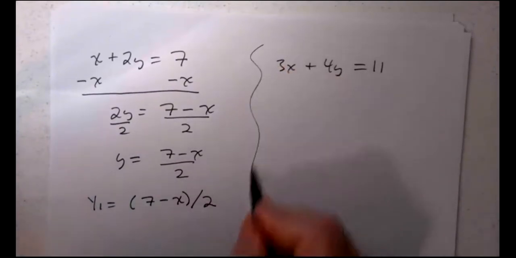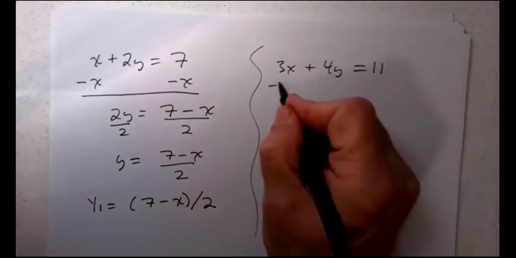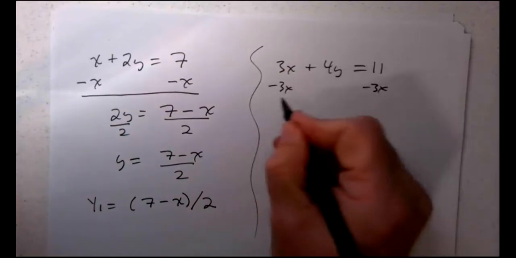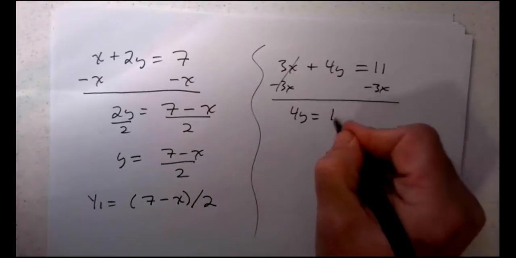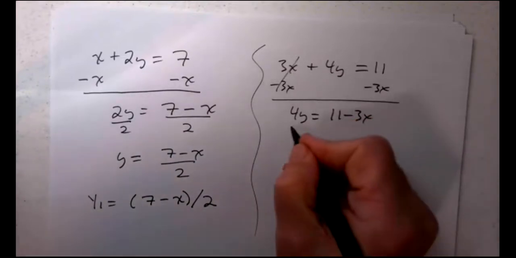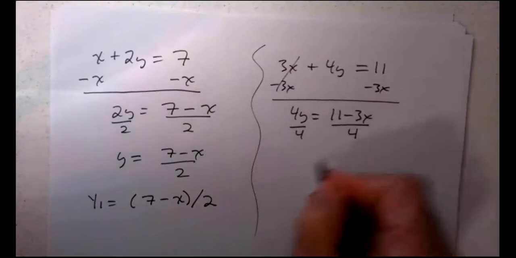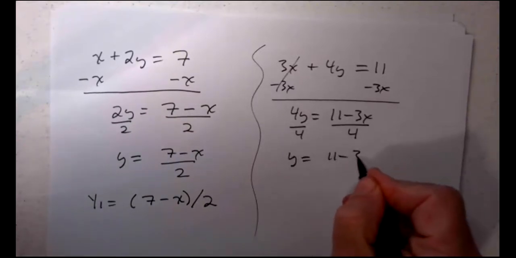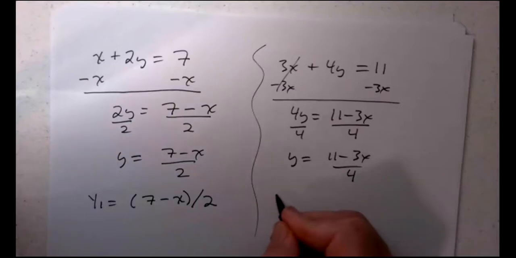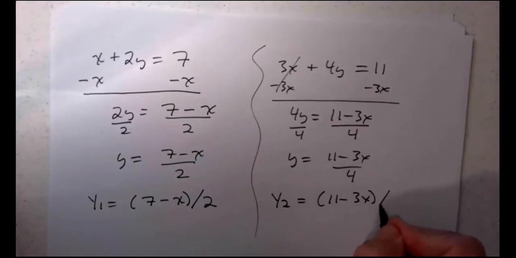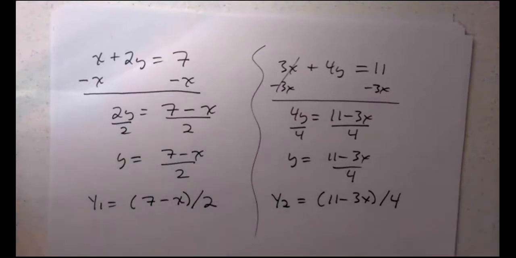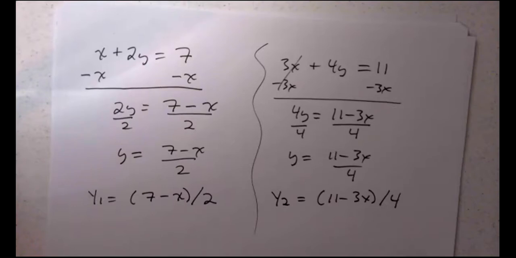Over on this side, we're going to again solve for y, so we'll subtract 3x from both sides. That goes away. And we get 4y is 11 minus 3x. Then we'll divide both sides by 4. And I get y is 11 minus 3x over 4. And the way I'm going to put that in the graphing calculator is y2 is 11 minus 3x divided by 4. I'm going to graph those two lines and find out where they intersect. Based on my first two strategies, I expect the answer to be negative 3, 5.